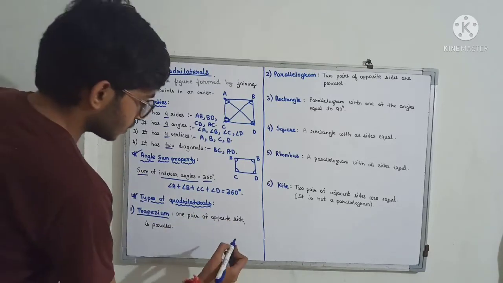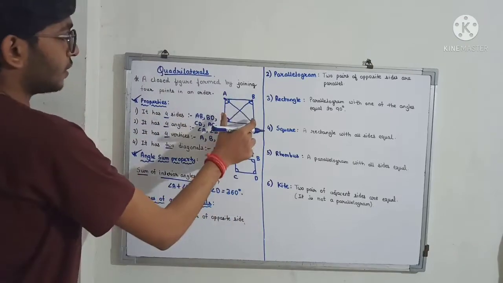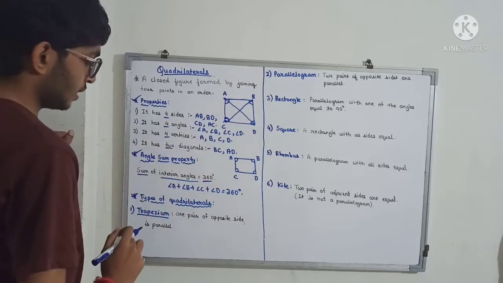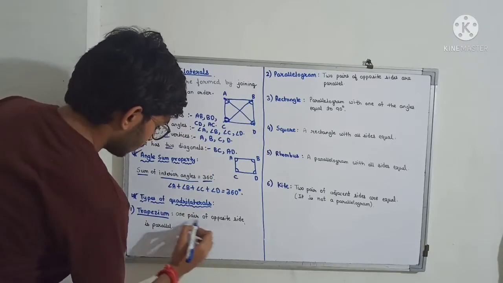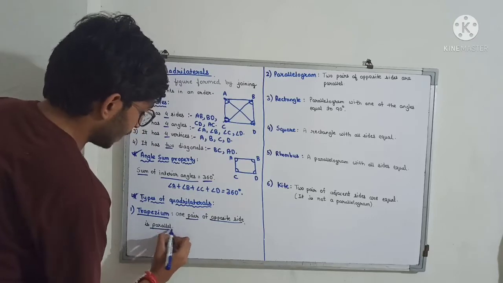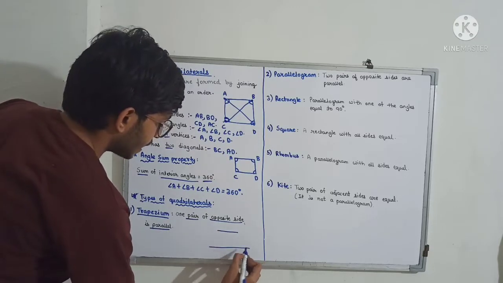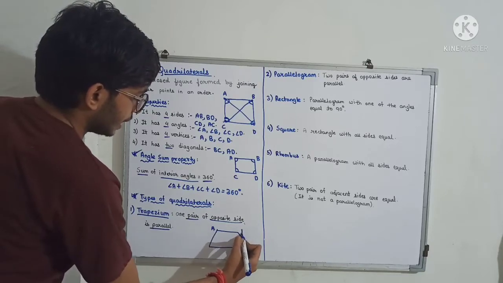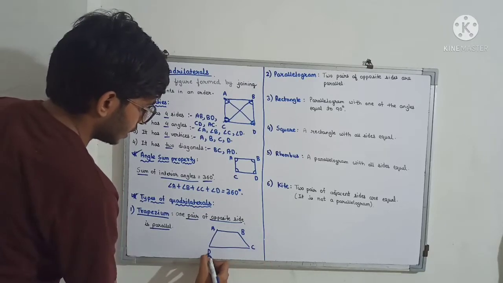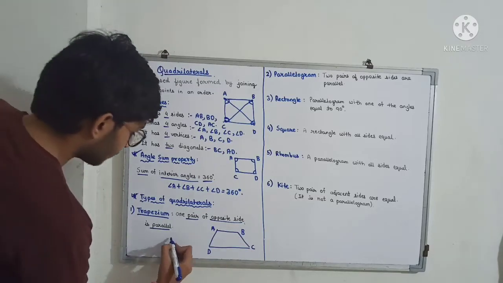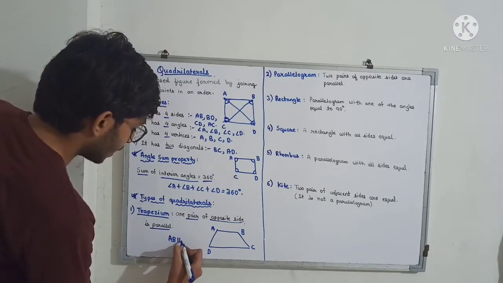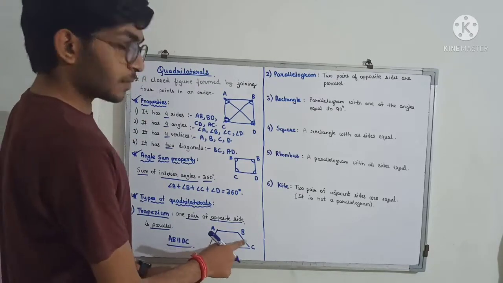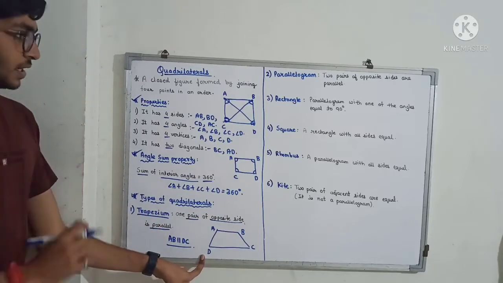Now what does this mean? Every quadrilateral has two pairs of opposite sides, AC, BD and AB and CD. So in a trapezium only one pair of opposite sides is parallel, which means that this side and this side are parallel and the other two sides are not parallel. Now in this figure we can see that AB is parallel to BC, but AD is not parallel to BC, so it is called a trapezium.